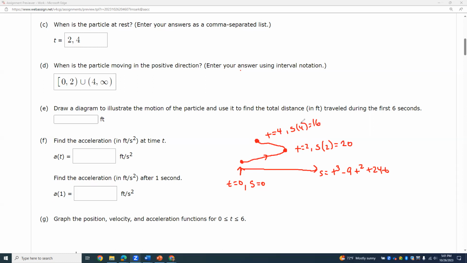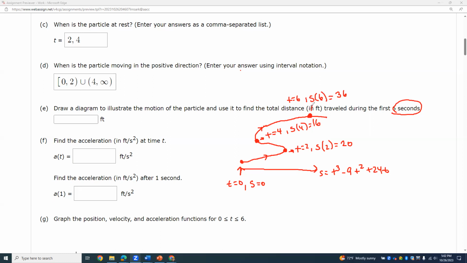And then last but not least, I know I'm now moving positive again, but I'm supposed to plug in up to 6. So I plug t equals 6 into my position equation: 6 cubed minus 9 times 6 squared plus 24 times 6, which is 36. So it starts moving again in the positive direction, and I'll put this point here at roughly the position of 36. So it's a bit odd.